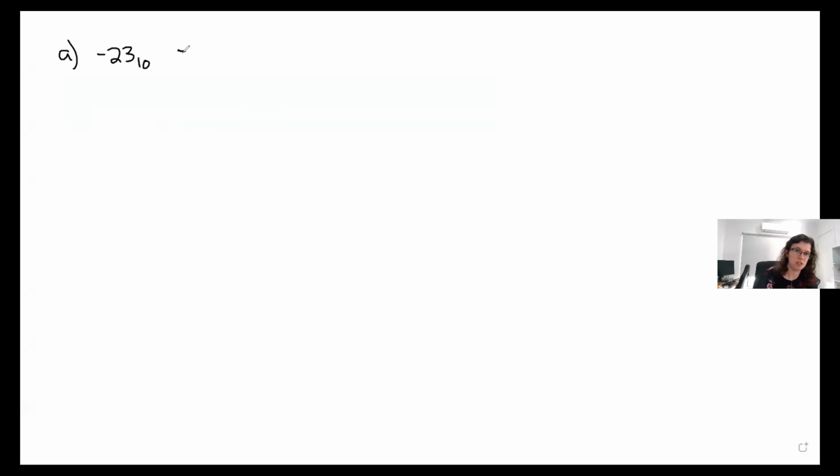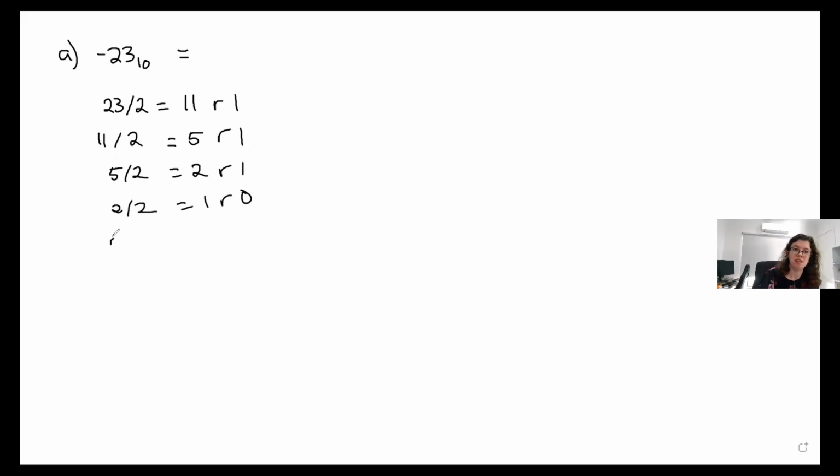So the first step is to work out what 23 is in binary. So let's do remainder method. 23 divided by 2 gives us 11 remainder 1. Then we have 11 divided by 2, which is 5 remainder 1. 5 divided by 2 gives us 2 remainder 1. 2 divided by 2 gives us 1 remainder 0. And 1 divided by 2 gives us 0 remainder 1.